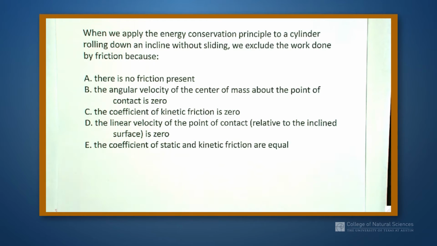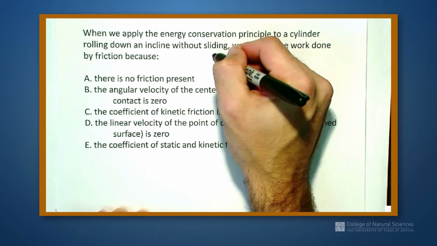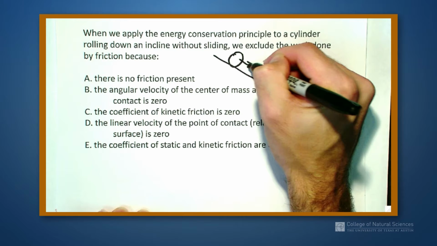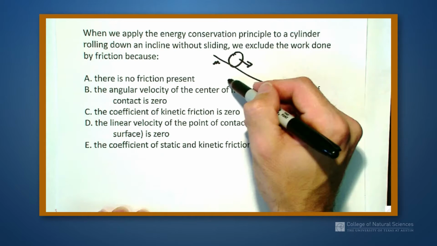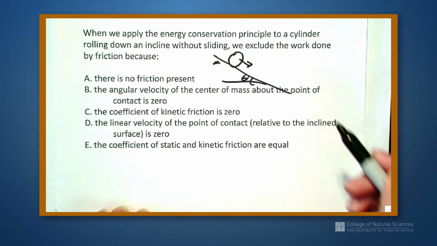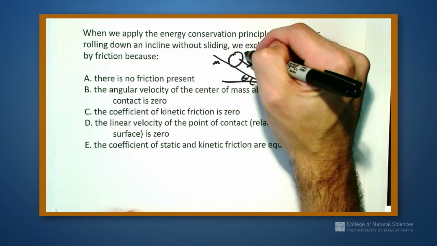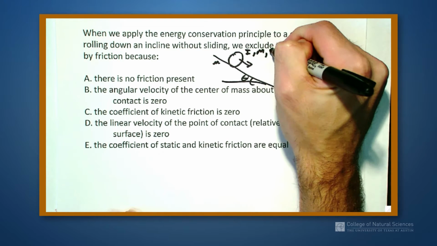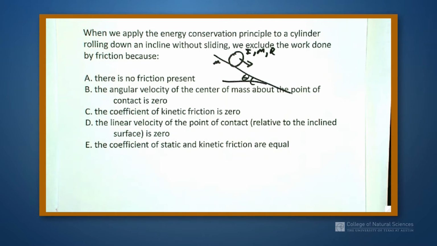So this question's a little bit of a tricky one. It's a conceptual one. We have to choose which of the following, or when we apply the conservation of energy principle to a cylinder rolling down an incline without sliding, we exclude the work done by friction because... so we have an object rotating, there's some friction on the surface, it's rolling down some incline with some angle theta, some moment of inertia, some mass, some radius. Why do we not include the work done by friction?